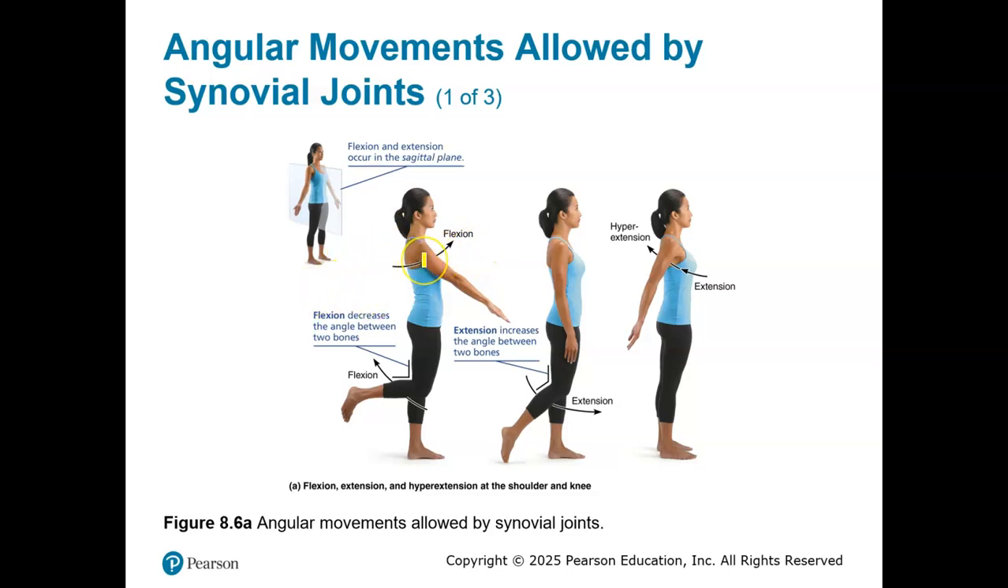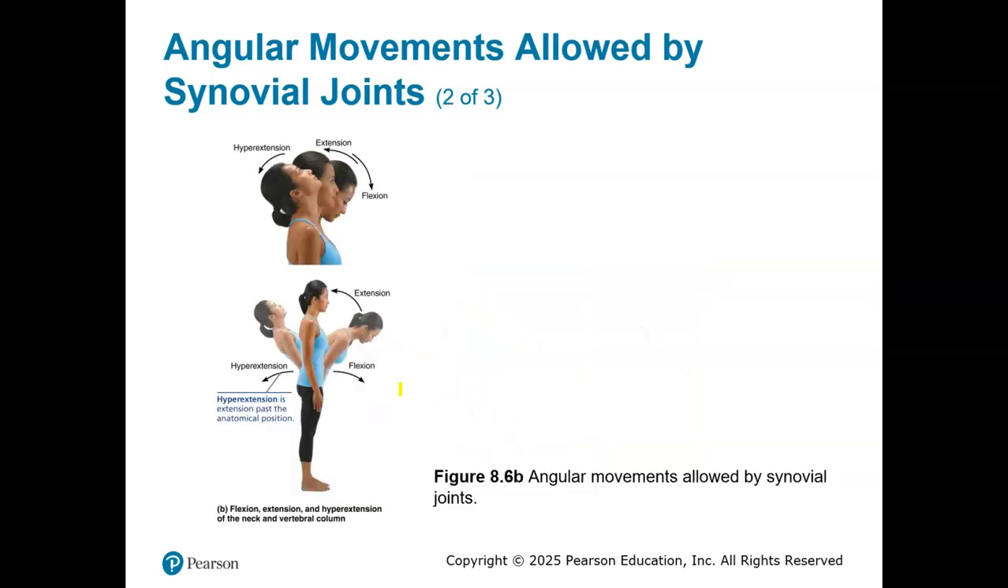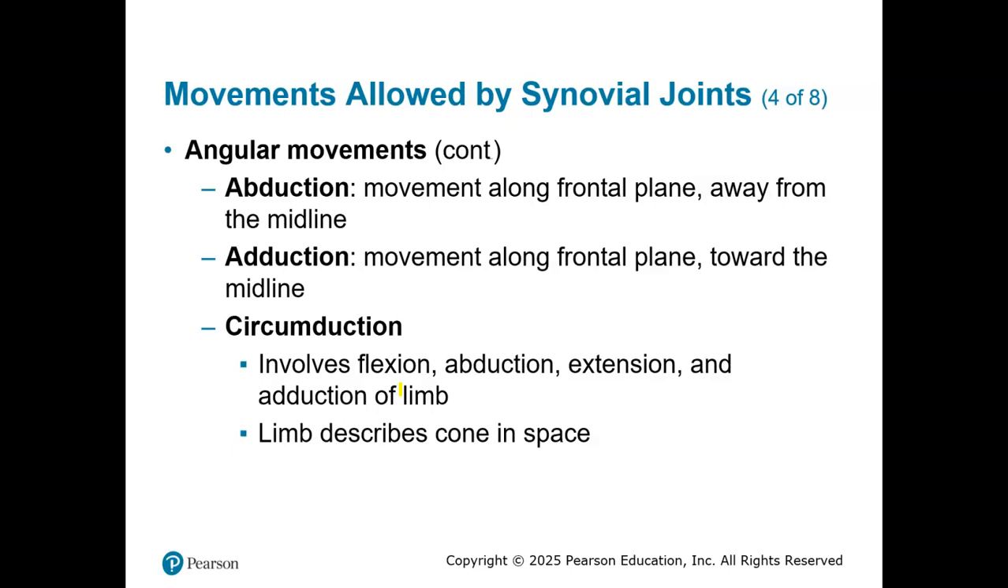Flexion of the arm at the shoulder is when you lift your arm straight out, and then when you put it back, it's extension. Hyperextension is when you push your arms backward, behind you. Extension at the knee is when it's straight like this, and flexion is when you bend your knee. So you can flex and extend at the knee and at the elbow.